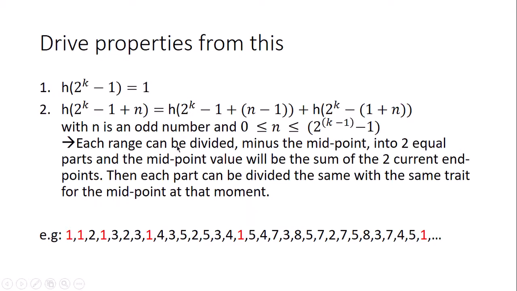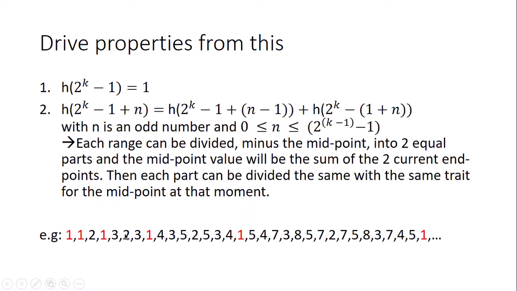Each range can be divided at the midpoint. Imagine this range, where the midpoint will be 2. If you delete 2, the rest will be equal. Continue with this: you delete 2, and the rest are the same in length. And the midpoint will be the sum of the two current endpoints. So 2 will be the sum of 1 and 1, which are the current endpoints right now. And then each part can be divided the same way.